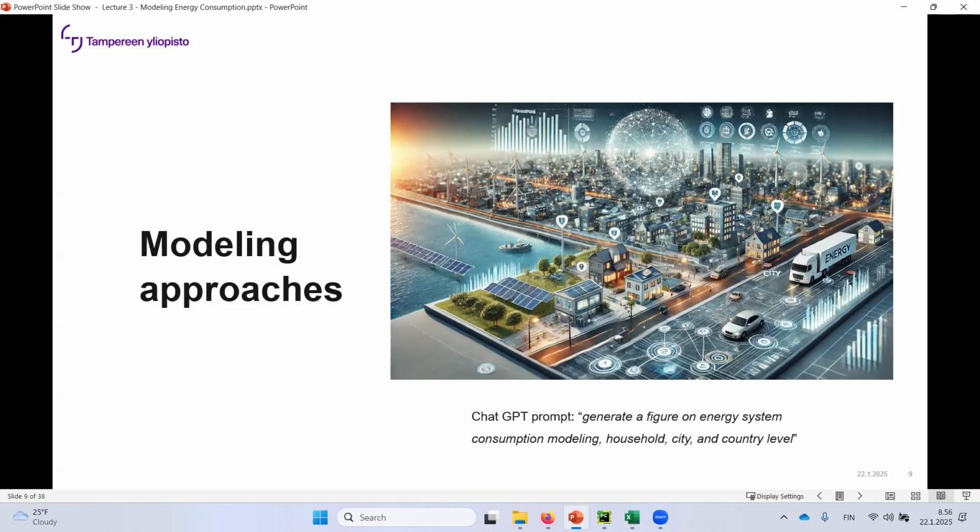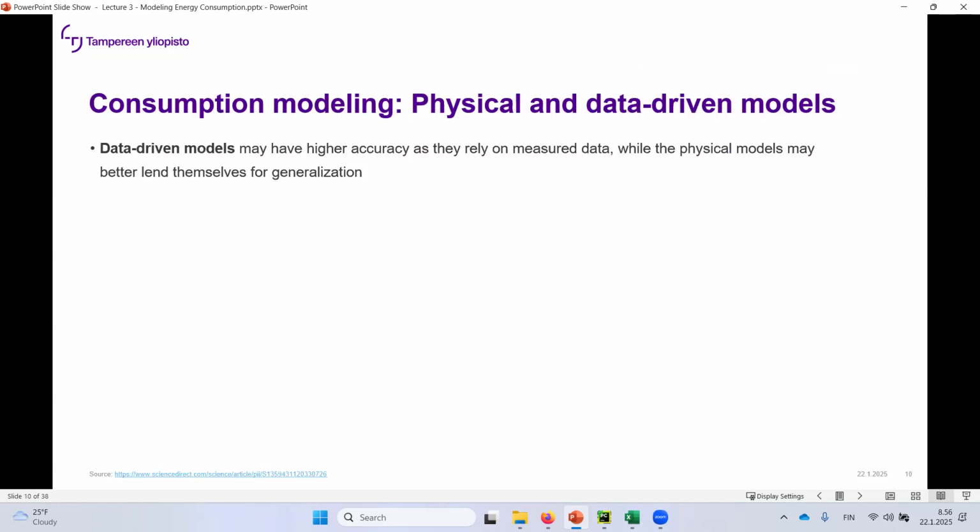So something from the modeling approaches. So consumption modeling can be physical and data-driven. So we're going to see a combination in those examples. Data-driven models have a higher accuracy because they rely on measured data, but then you have to have that measured data, for example, from this FinGrid side. But you don't have, in some cases, too much of it.